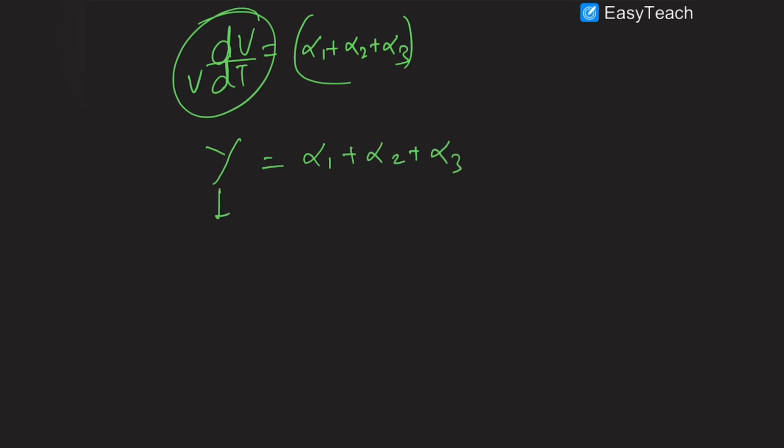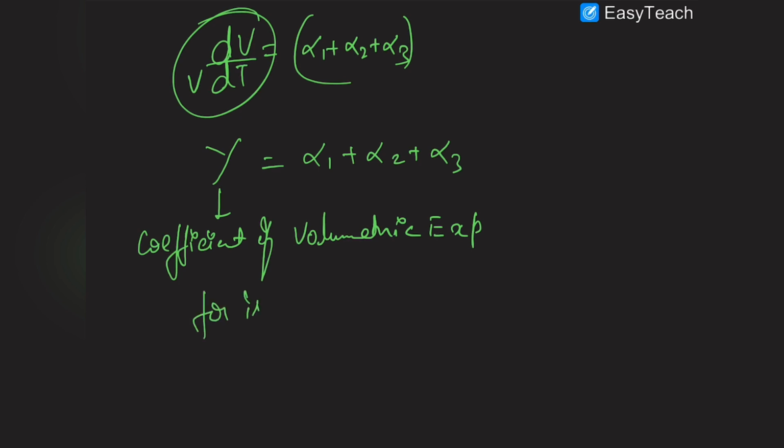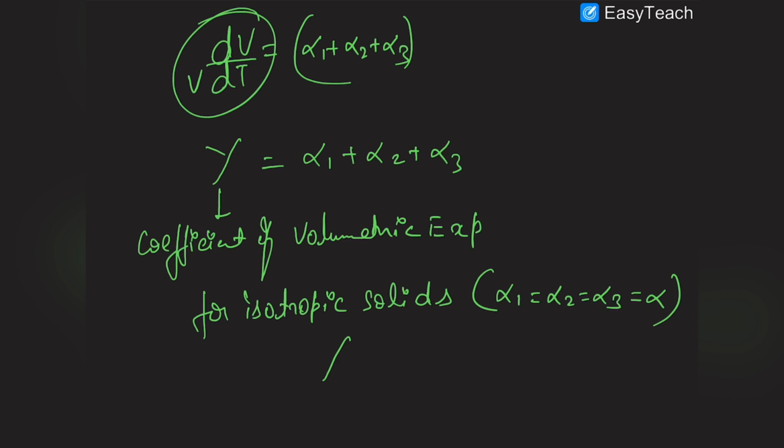So gamma is the coefficient of volumetric expansion, and this is equal to the sum of the alphas in all three directions. And for isotropic solids, we know that alpha 1 is equal to alpha 2 is equal to alpha 3, and let us suppose that it is alpha. So gamma will be equal to 3 alpha for isotropic solids.